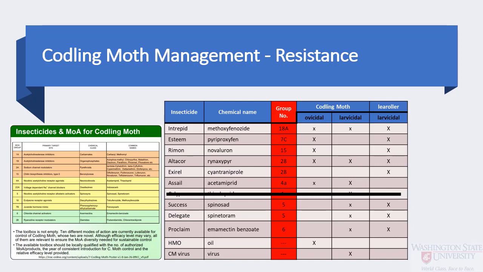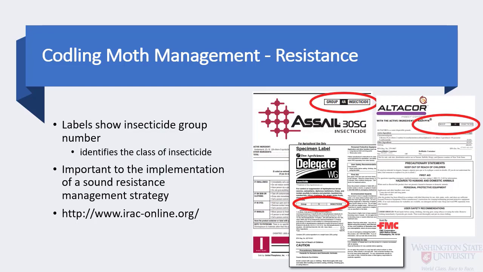Planning ahead is an important part of implementing a sound resistance management strategy in your IPM program. And the best resistance management programs limit exposure to pesticides because they're tools that must be used judiciously. Most insecticide labels have a number identifying the class of insecticide. On these example labels, Assail is a group 4A insecticide, Delegate is a group 5, and Altacor is group 28. If you use Delegate against the first generation, you can use Assail against the second generation.